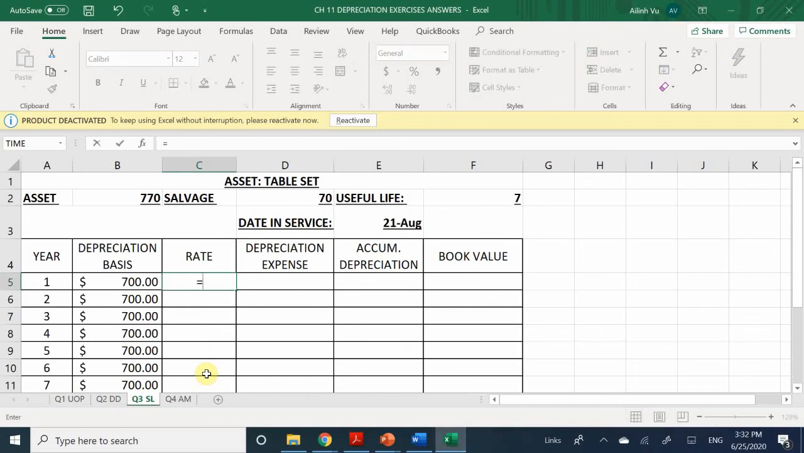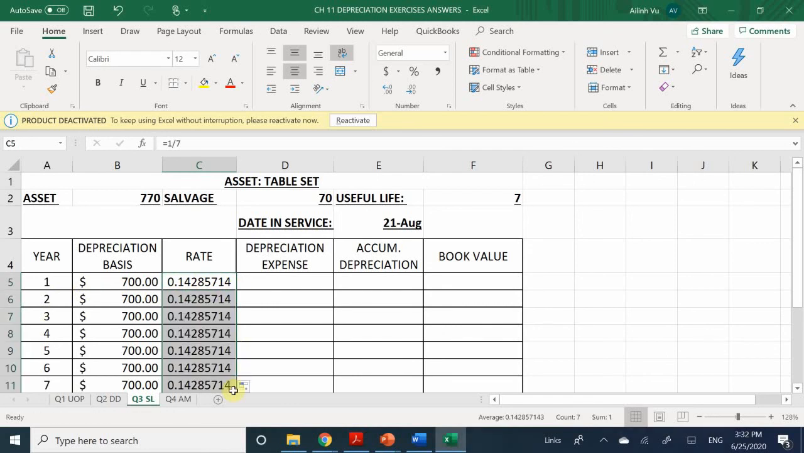1 divided by 7. 1 divided by 7 is correct. So that should be 0.14285714. Correct.